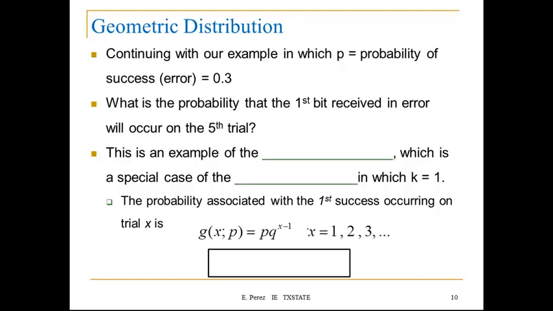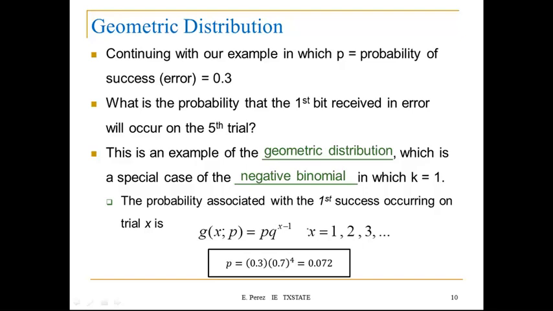So continuing with our example in which p is the probability of a success, let's say 0.3, what is the probability that the first bit received in error will occur on the fifth try? Okay, so this is an example of the geometric distribution, which is a special case of the negative binomial, in which k always equals 1. So the probability associated with the first success occurring on trial X equals this expression, p times q, we know q is equal to 1 minus p, to the power of X minus 1. And in our example, that probability is equal to 0.072.